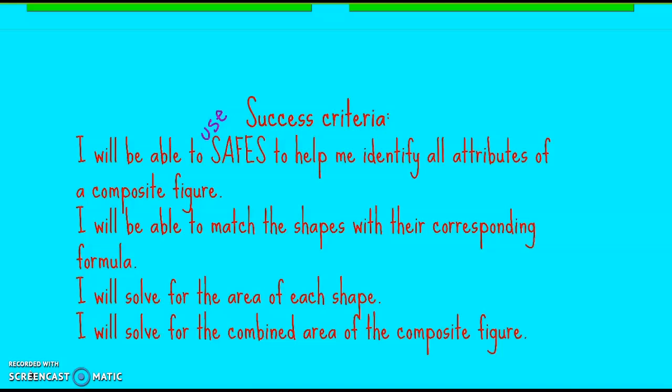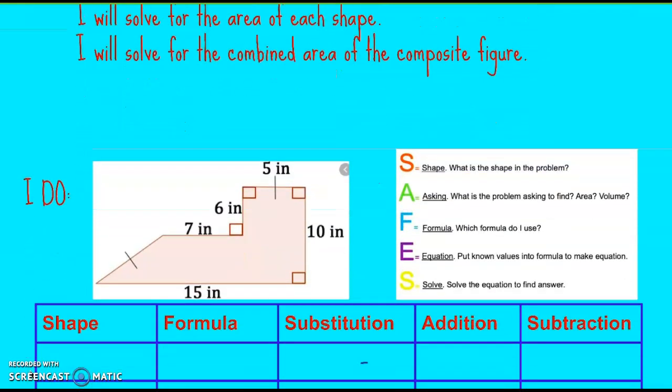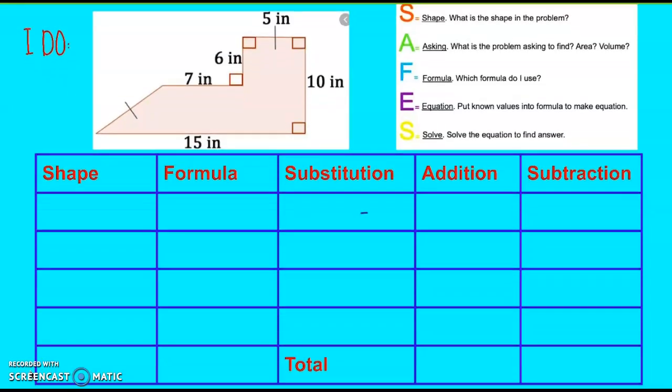Today's success criteria, because we are going to be working on composite figures. The success criteria for composite figures will be: I will be able to use shapes to help me identify all attributes of a composite figure. I will be able to match the shapes with their corresponding formula. I will solve for the area of each shape. I will solve for the combined area of each composite figure. Okay? And here is our I do for the day.